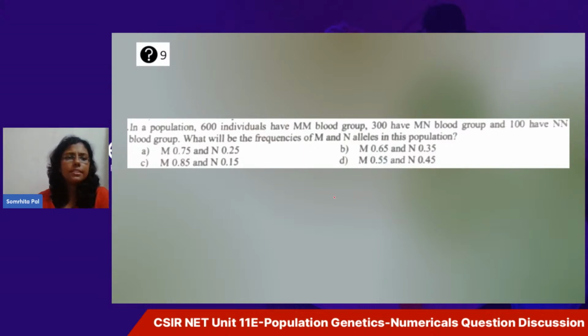In a population, 600 individuals have MM blood group, 300 individuals have MN blood group, and 100 individuals have NN blood group. What will be the frequencies of M and N allele? This is very simple. Quickly try it, and again I will see who gives me the correct answer. Who is the first one to give me the correct answer? Let's see.